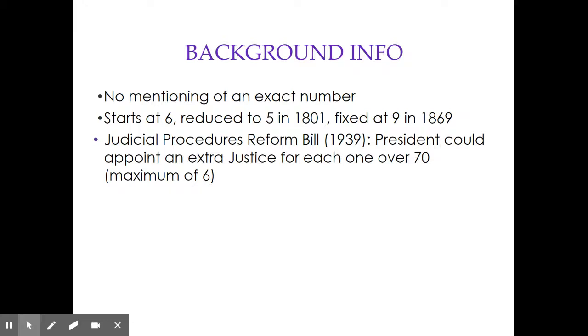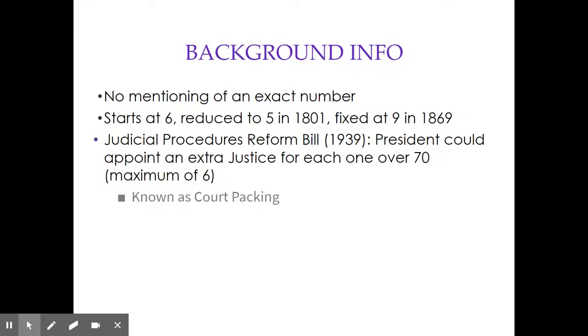And this would have obviously tilted the Supreme Court in his favor, and would have allowed his programs to be more easily put into effect. This is what we refer to as court packing. This bill didn't get enough support to go through, and the number stayed 9. But you hear about this a lot.